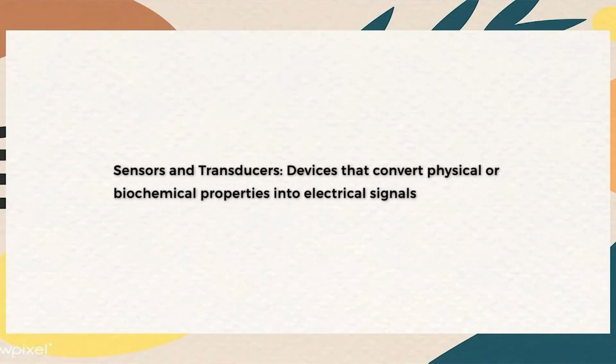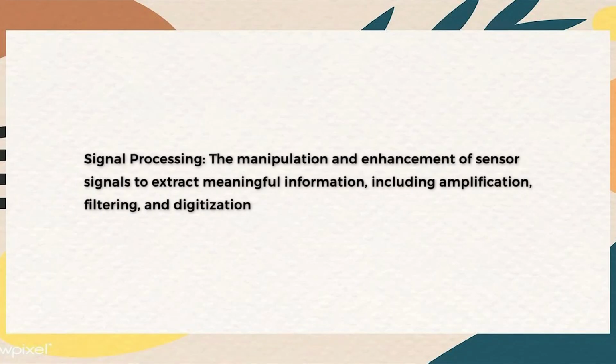Now, we will go through fundamental concepts and principles. First is sensors and transducers, devices that convert physical or biochemical properties into electrical signals. They are fundamental components in measuring various physiological parameters. Second is signal processing, the manipulation and enhancement of sensor signals to extract meaningful information, including amplification, filtering and digitization.